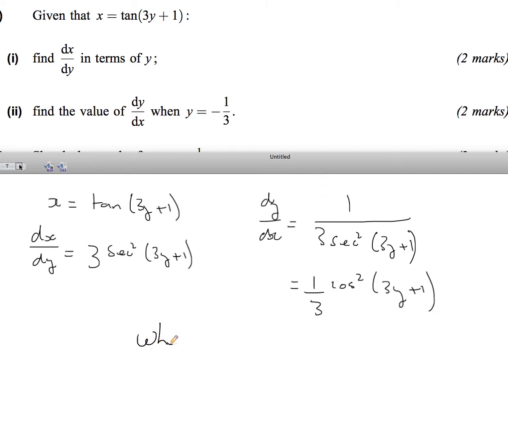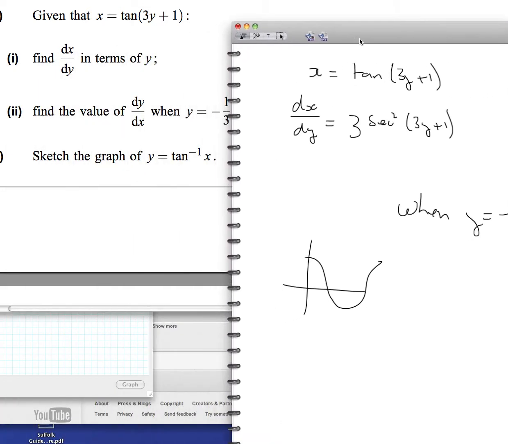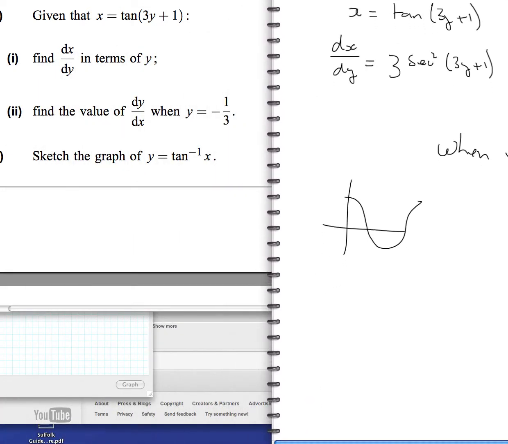when y equals minus a third, dy by dx will equal a third of cos squared. Now 3y will be minus 1, so that's 0. And we should know what the cosine curve looks like. Cosine curve goes up like that, so at 0 it's worth 1, so it's 1 squared, so that is a third. So the question was, find the value of dy by dx is that.